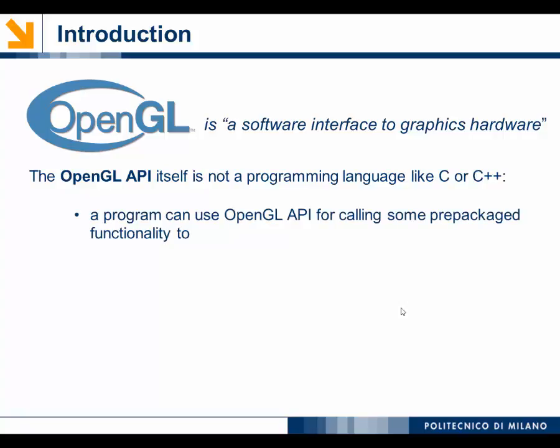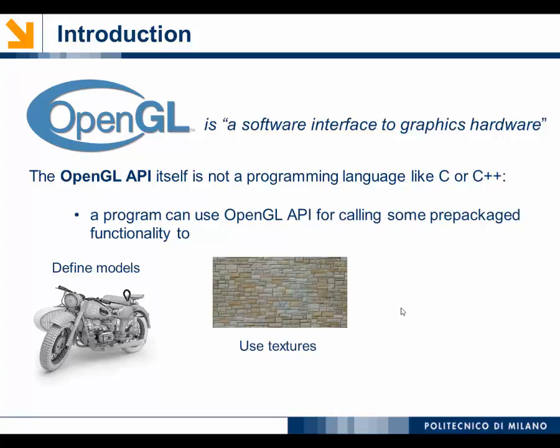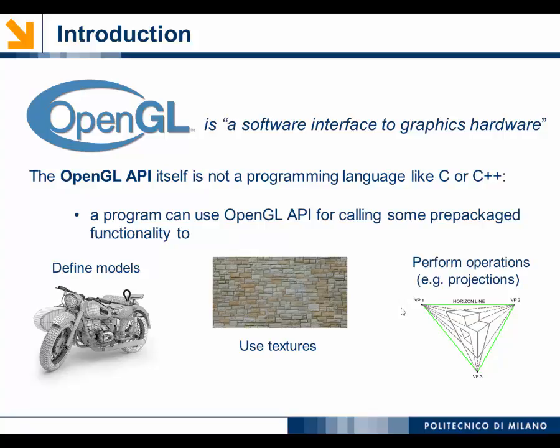Instead, you can use those APIs for calling functions that allow you to define models that you want to visualize, use textures or colors over them, and perform some kinds of operations, like for example projections, in order to see some 3D model. And the main output of the whole process is to render, so to visualize on a two-dimensional surface, the one of your monitor, all the models you plan to visualize, to use for any purpose you may have in mind.